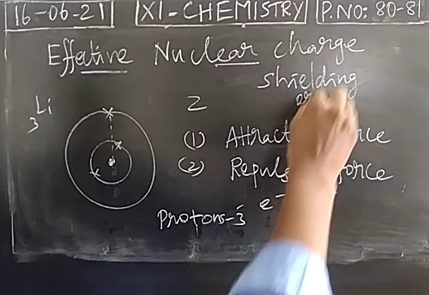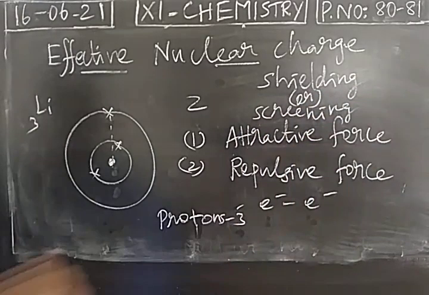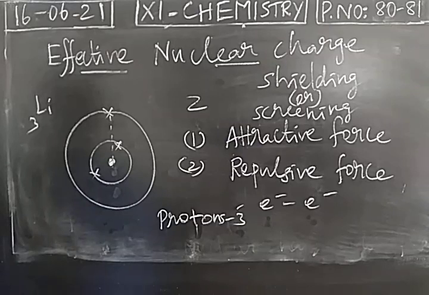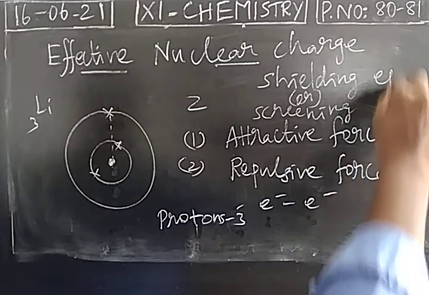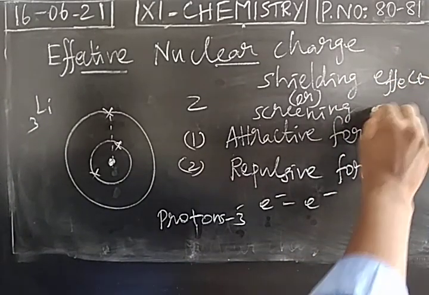Shielding or screening. So inner electrons will shield or screen the attractive force between the nucleus and the valence electron. This is called shielding effect or screening effect.